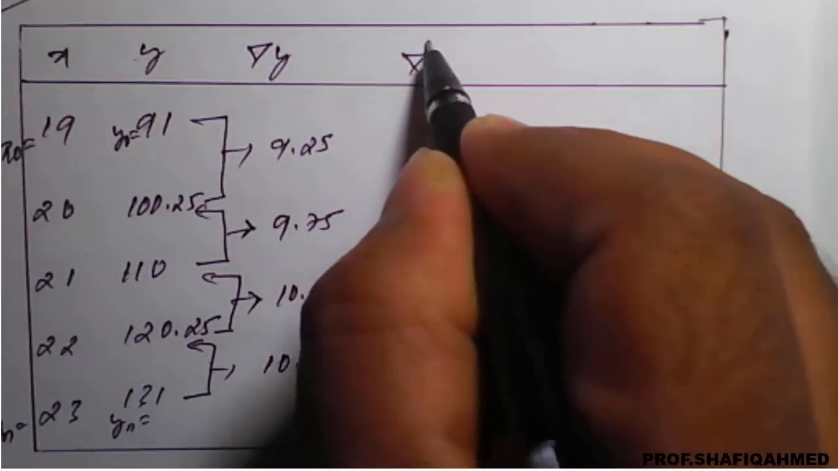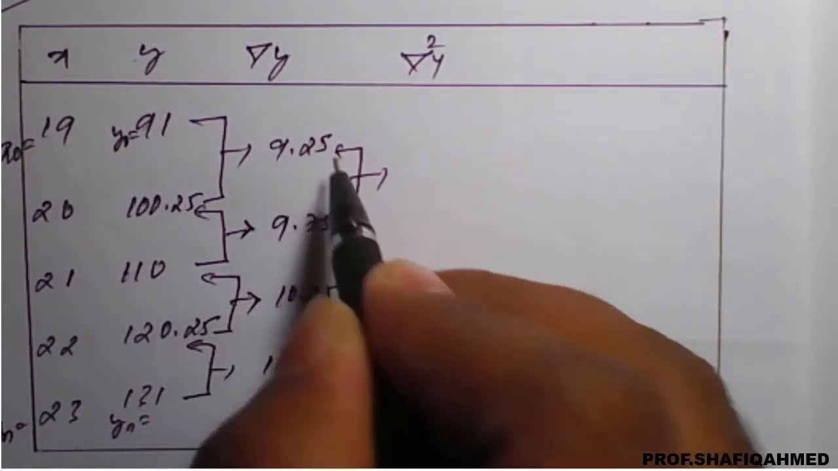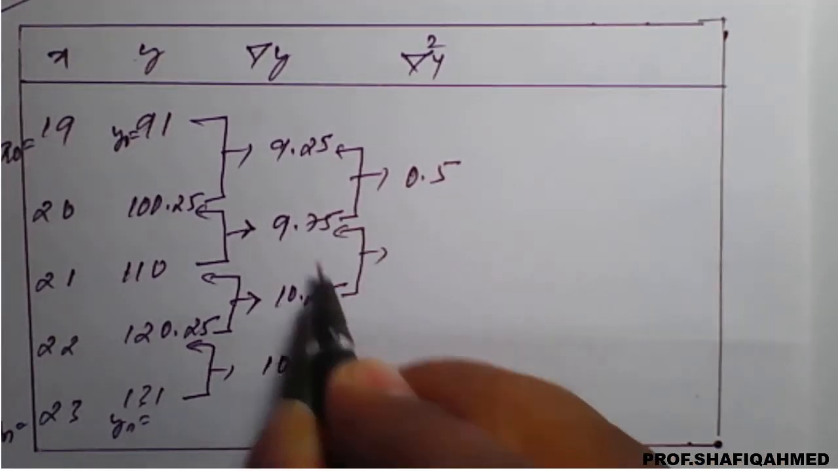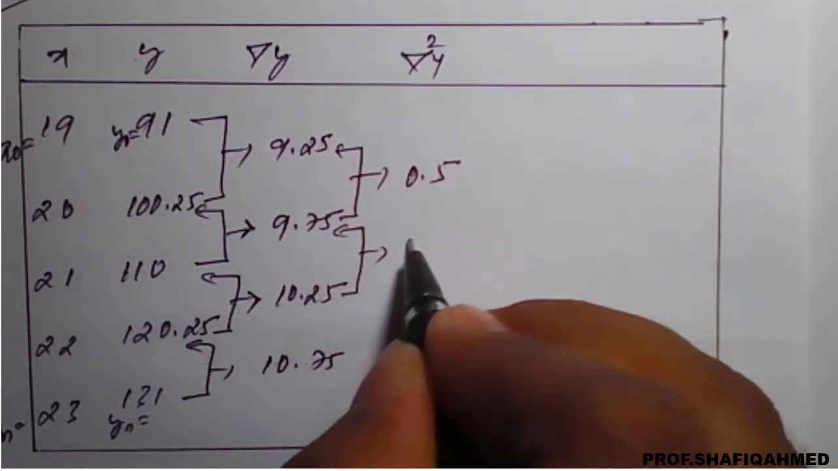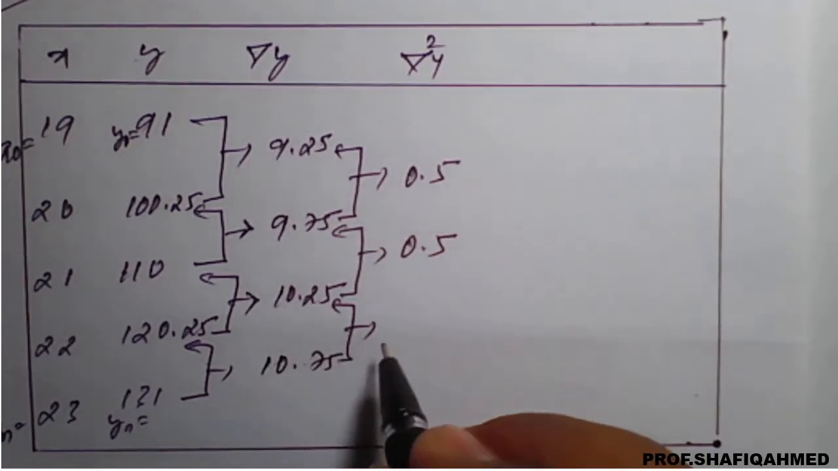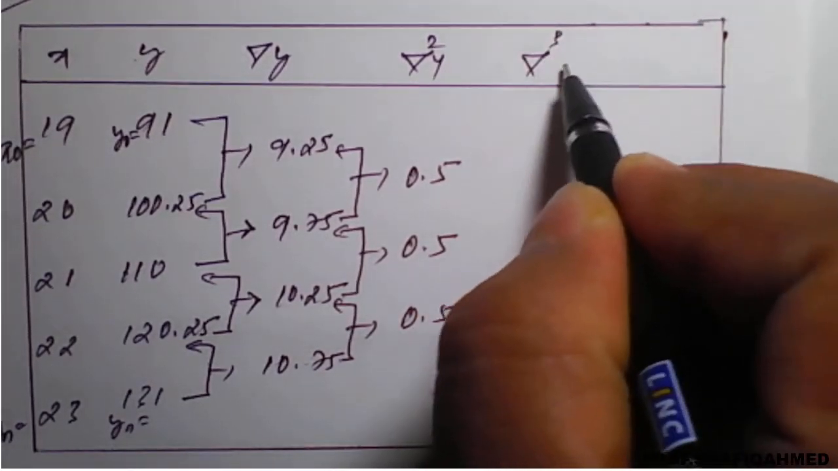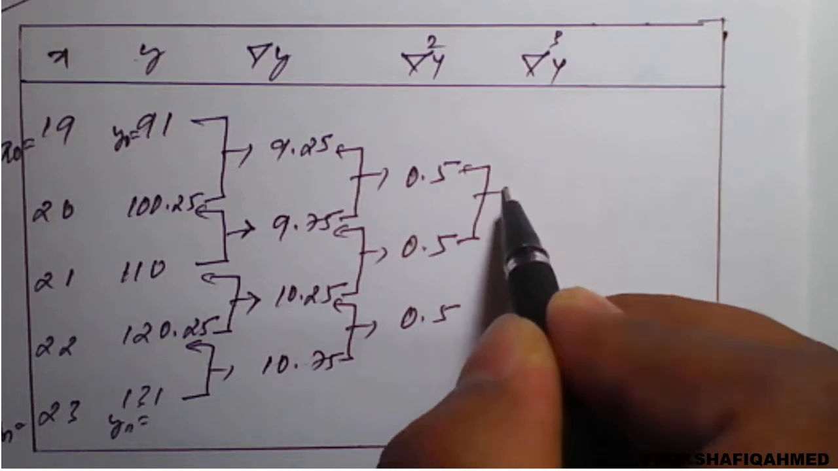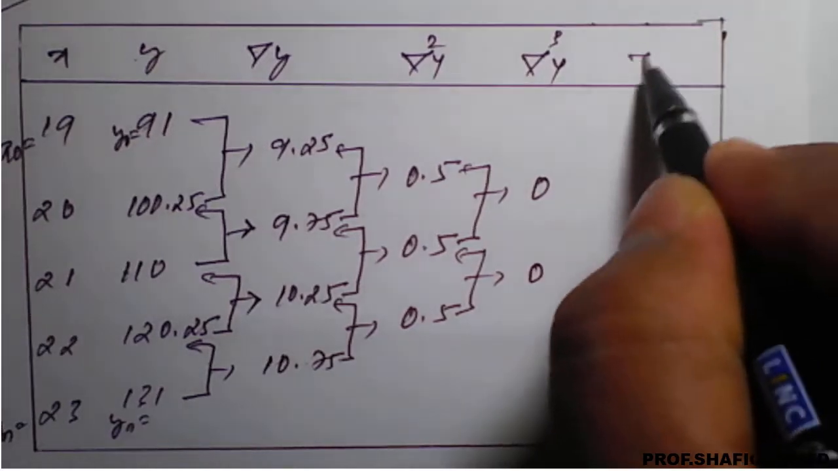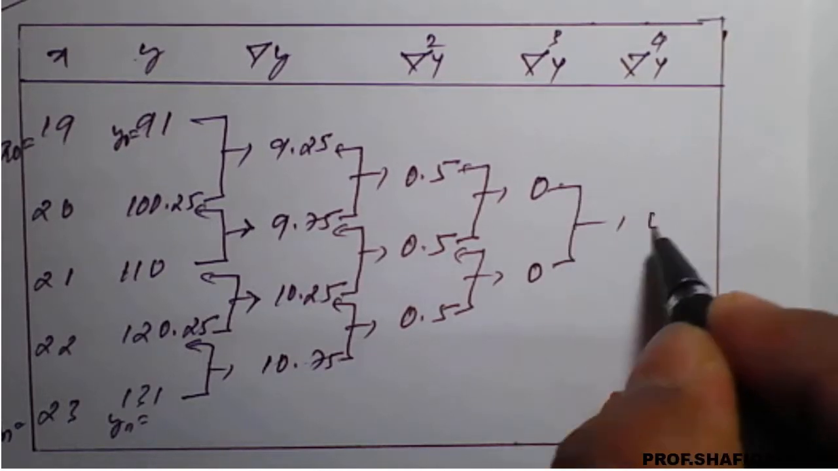Next difference, this is nabla square of y. We subtract again. 9.75 minus 9.25 is 0.5. Then 10.25 minus 9.75 is again 0.5. Then 10.75 minus 10.25 is again 0.5. Next, nabla cube of y. If you subtract, 0.5 minus 0.5 is 0, and so on. Then nabla 4 of y: 0 minus 0 is 0.